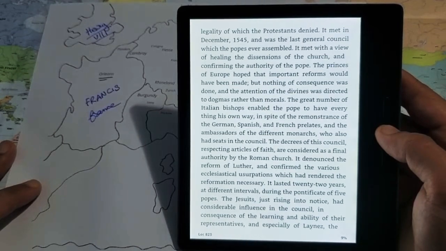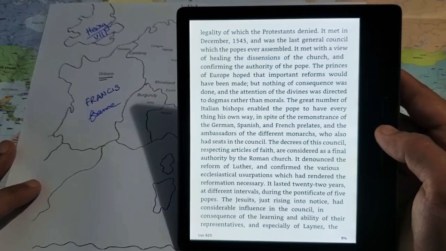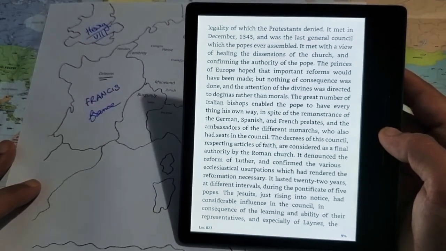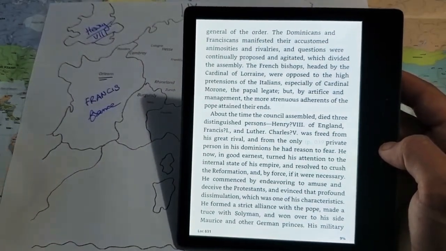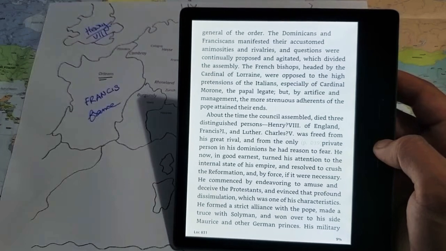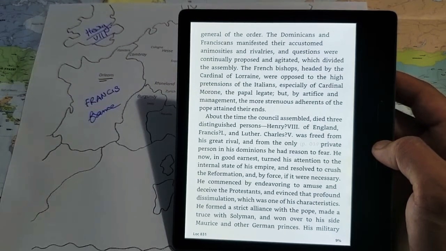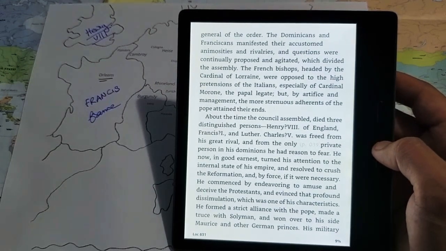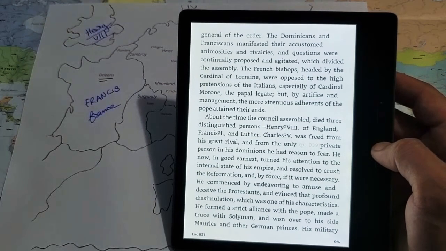The council lasted 22 years at different intervals during the pontificate of 5 popes. The Jesuits, just rising into notice, had considerable influence in the council in consequence of the learning and ability of their representatives, especially of Lainez, the general of the order. The Dominicans and Franciscans manifested their accustomed animosities and rivalries, and questions were continually proposed and agitated which divided the assembly. The French bishops, headed by the Cardinal of Lorraine, were opposed to the high pretensions of the Italians, especially of Cardinal Moroni, the papal legate, but by artifice and management, the most strenuous adherents of the Pope attained their ends.